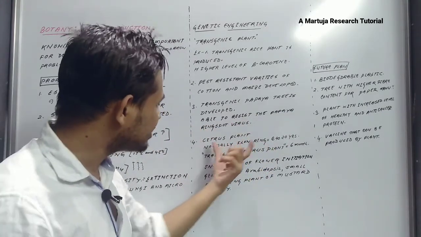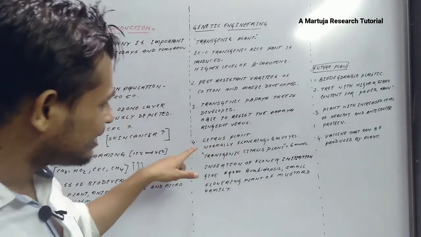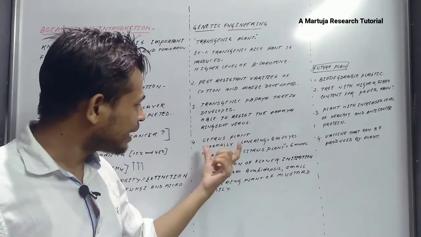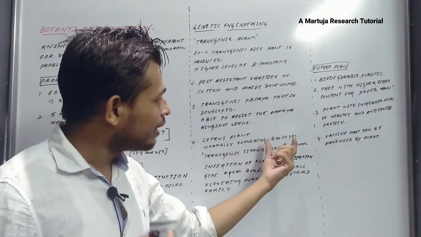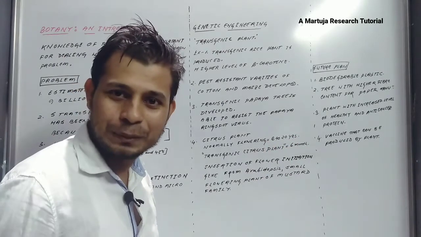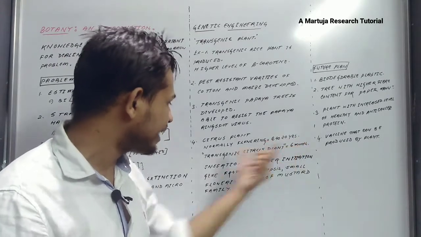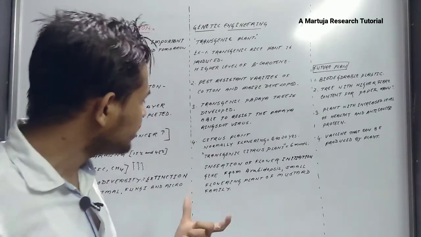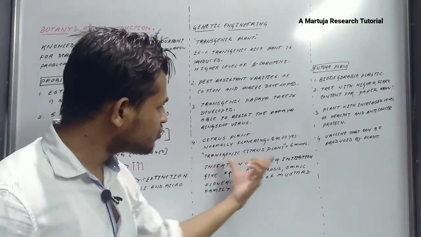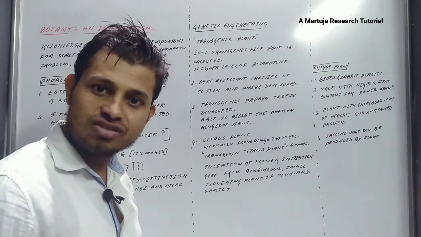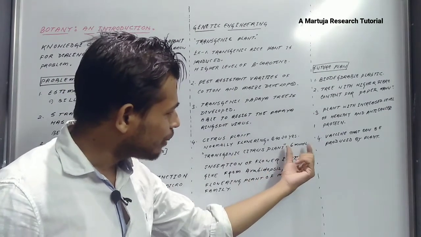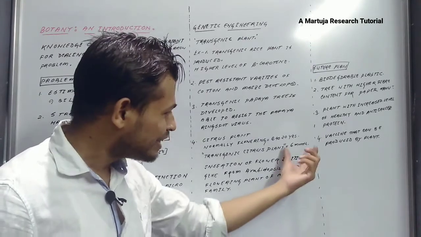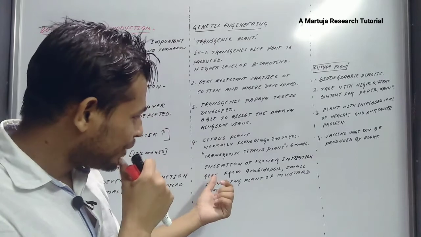Next, you can see the citrus plant, and this is a very interesting story. Normally the citrus plant flowers in 6 to 20 years. But by the help of genetic engineering, we finally produced a transgenic citrus plant, and the flowering occurs in only 6 months. So flowering and fruit formation in only 6 months. And you can see how it is possible.